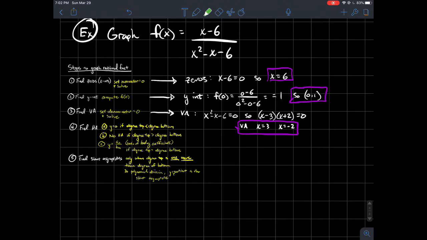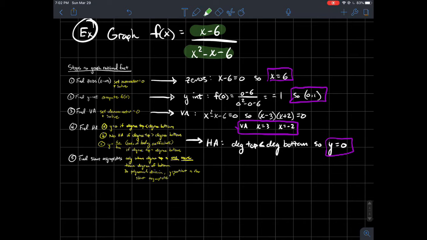Number 4, find any horizontal asymptotes. And what do we see? We see the degree of the top, the power on x up there, is 1. The power on x down here is 2. So the degree of the top is smaller than the degree of the bottom. So y equals 0 should be the horizontal asymptote there.